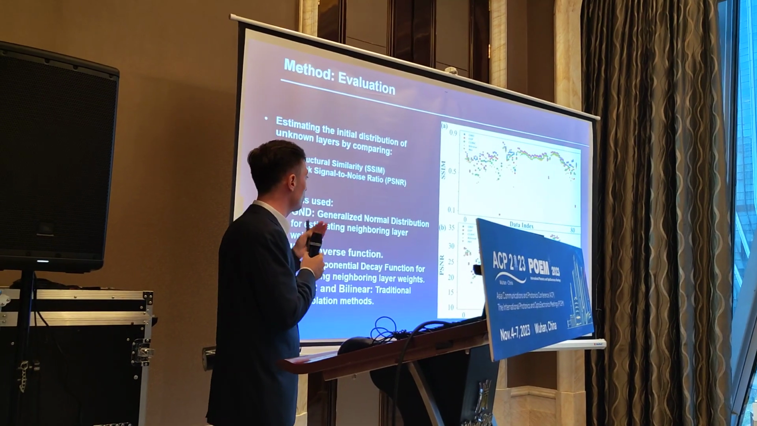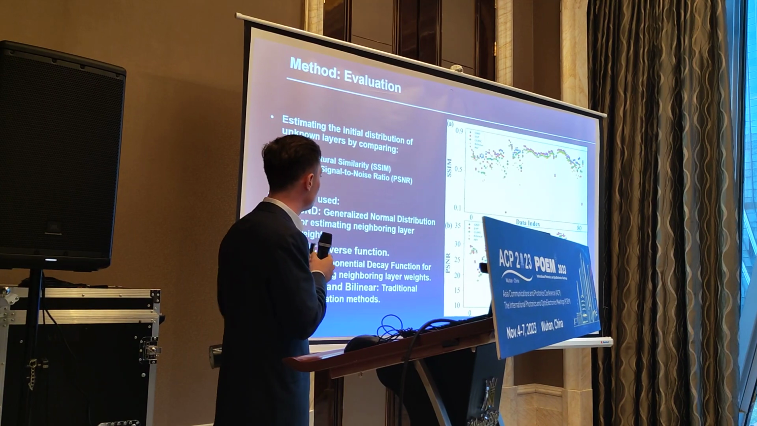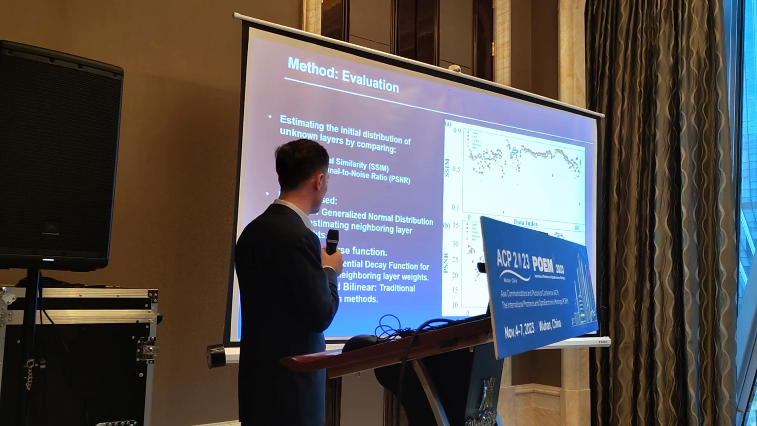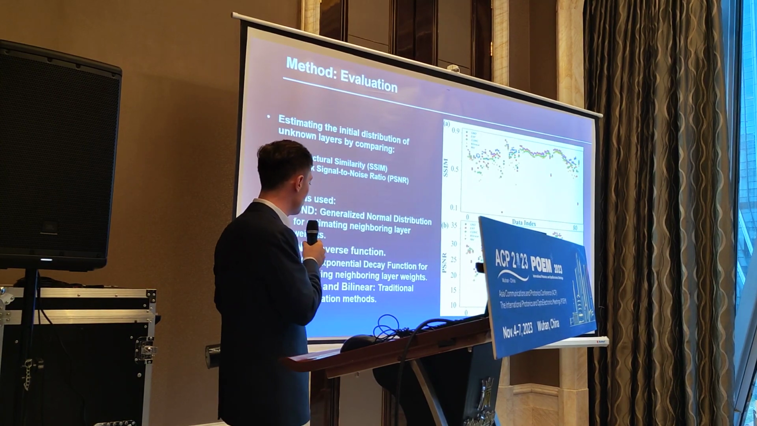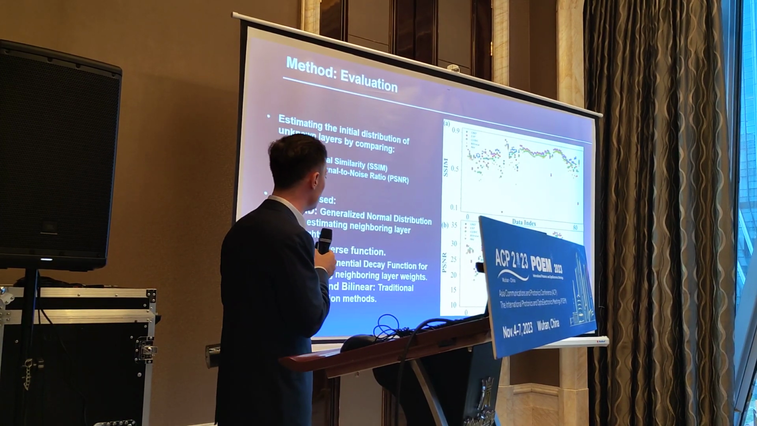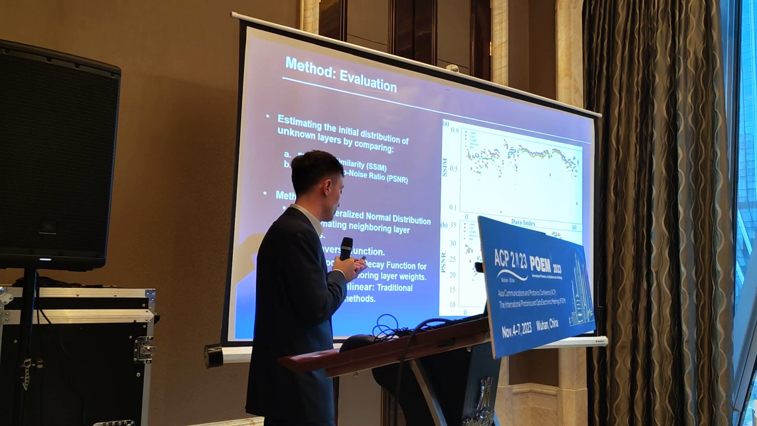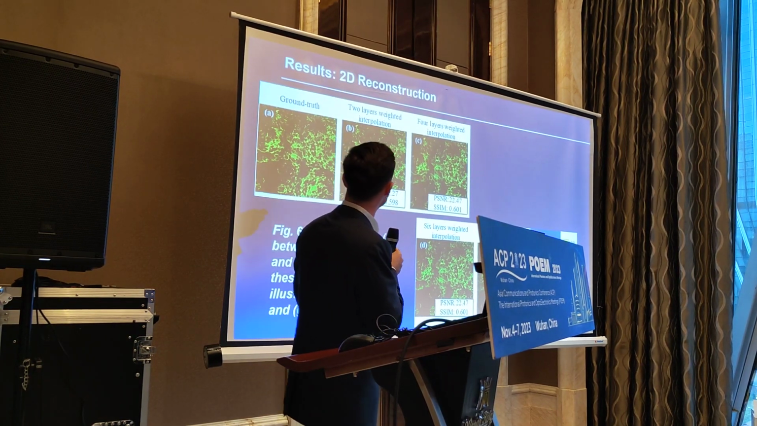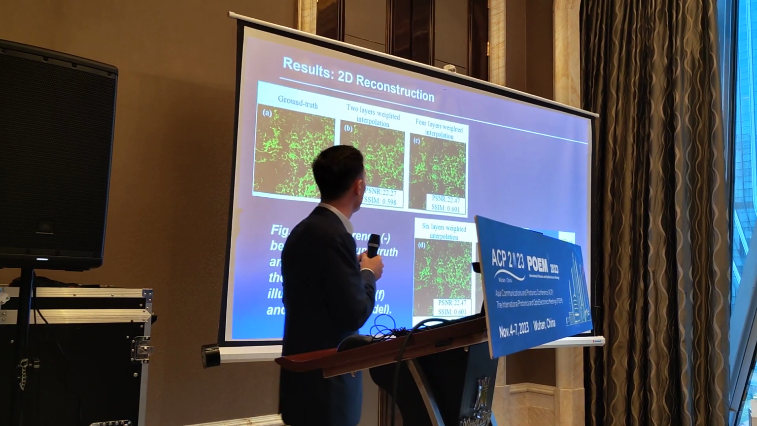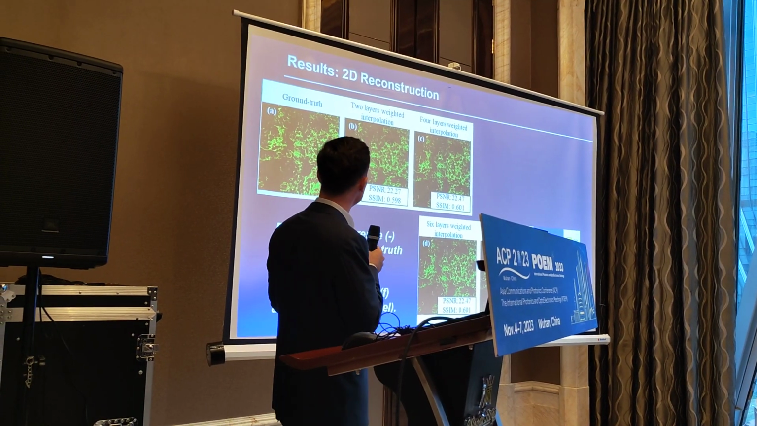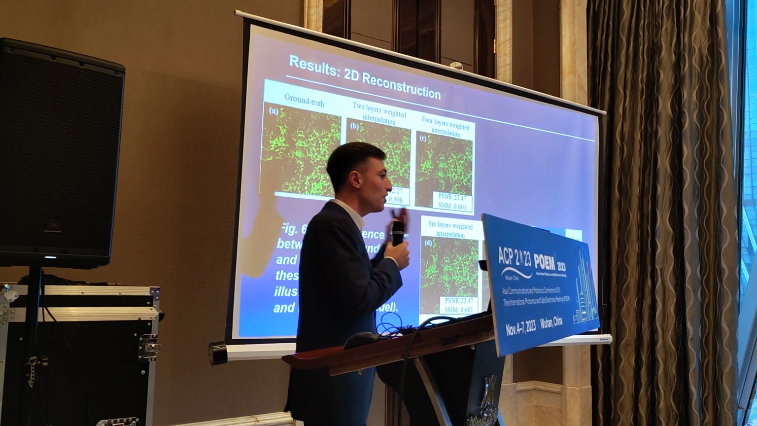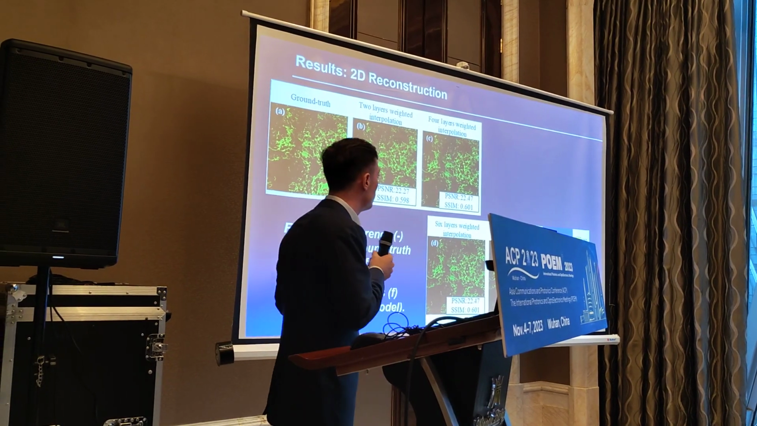So we use generalized normal distribution for estimating neighboring layers, and then we use an inverse function, which are comparative to each other. Another ones we tested were exponential, cubic, and bilinear, which are traditional interpolation methods. However, we didn't stop here, and you will see in the results that we decided not only to use mathematical ways to enhance. How about we add further information to our model, right?